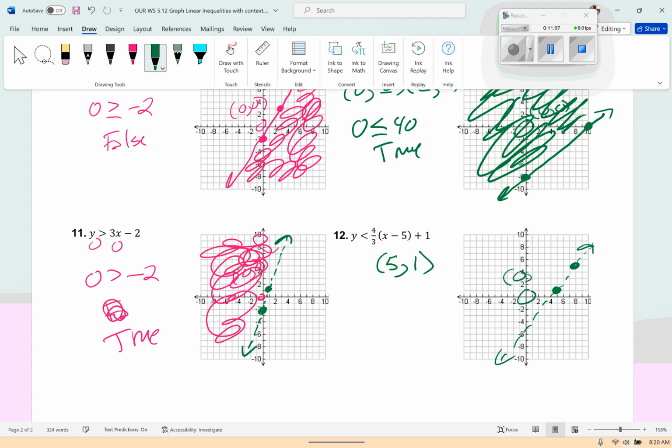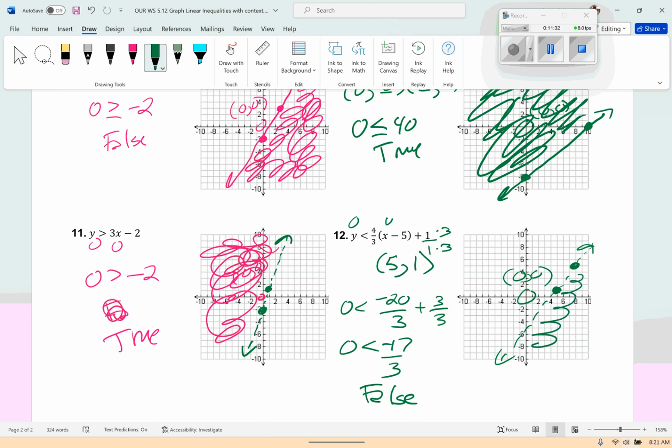0, 0 is definitely over here, so we're going to plug 0, 0 in here and here. So I'm going to get 0 is less than 0 minus 5 is -5. -5 times 4/3 is -20/3. Change this to common denominator, so I'm going to add 3 over 3. Is 0 less than -17/3? Is 0 less than a negative number? This is false. So shade the side opposite.